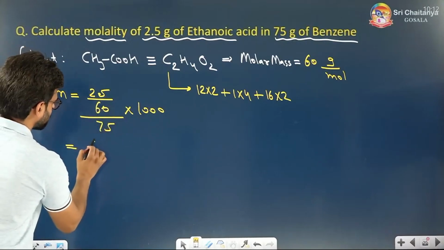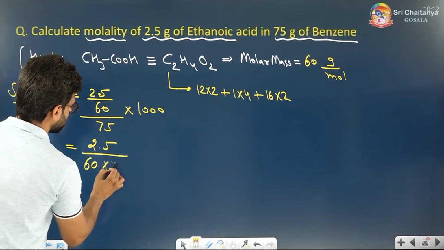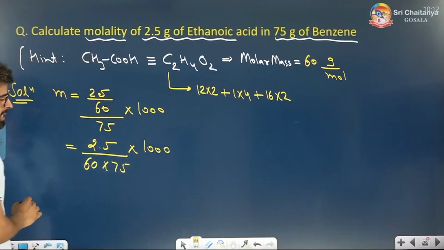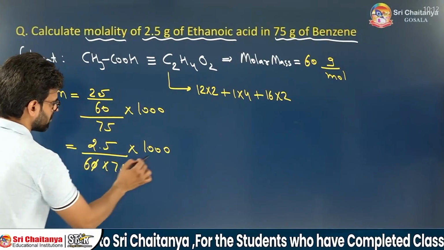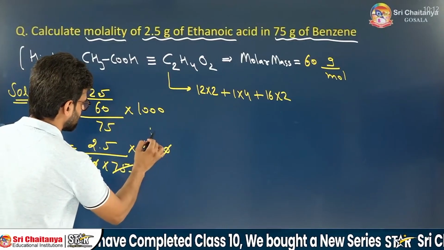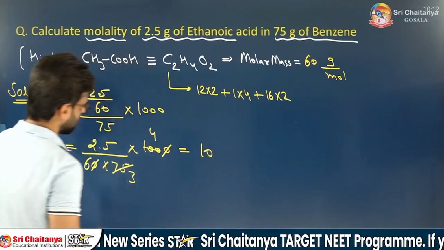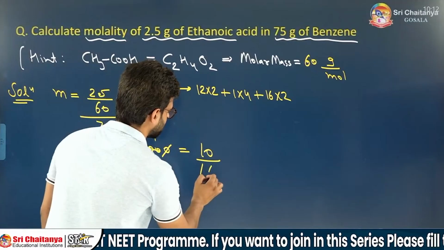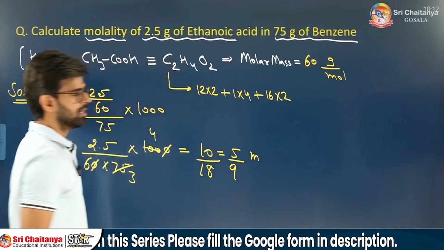Okay, so if I write it properly, how much coming? 2.5 divided by what here? 60. How much here? 75. And what here? 1000, right? Clear? If we cut down this, what is coming? 1 0 is gone from here, right? Now 25 into 3. 25 into what here? 4. 4, 2.5 giving how much? 10. Right? 10 divided by what is it? 18. 10 by 18, or you can say how much? 5 by 9.